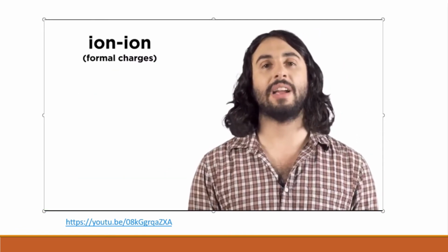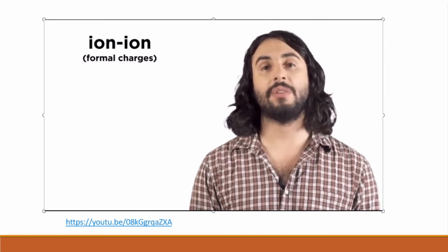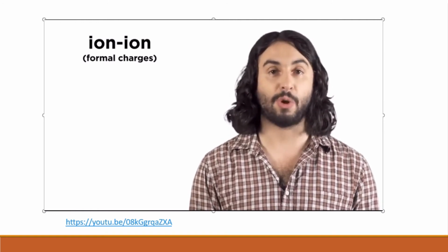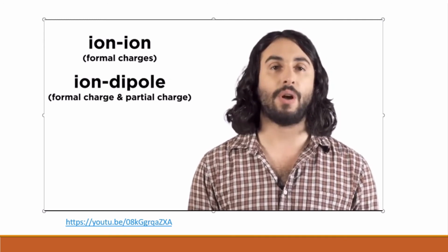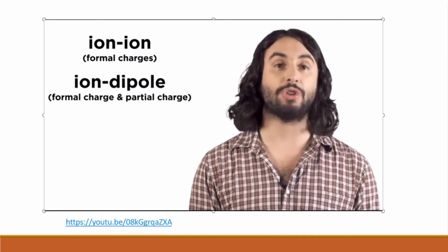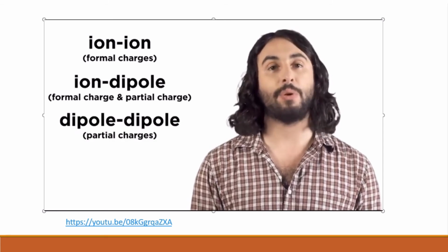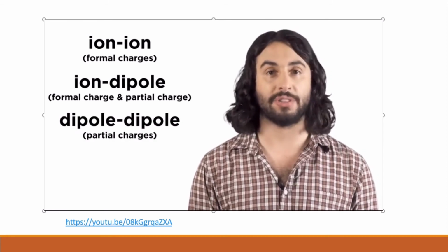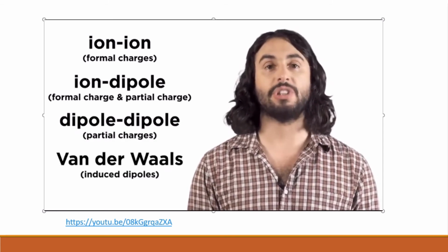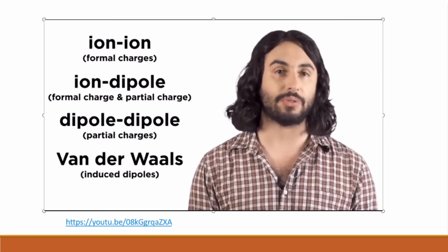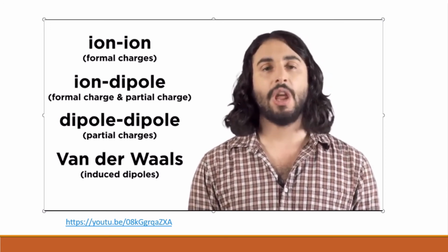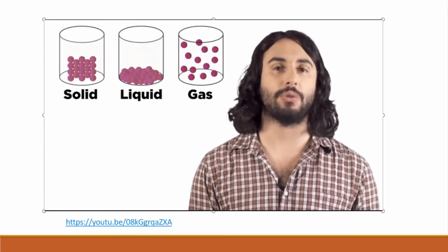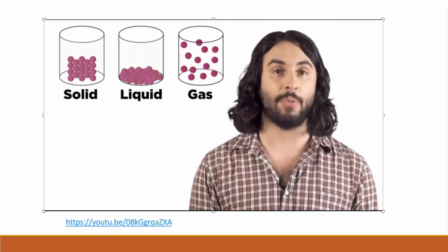So the ion-ion force is strongest because it involves interactions between formally charged particles. Ion-dipole is next because it involves a formal charge and a partial charge. Then dipole-dipole, which is between partial charges, and van der Waals, which is between tiny induced dipoles. To see how intermolecular forces dictate phase change, let's do a thought experiment. First, recall that a solid's particles are rigidly packed and not moving.